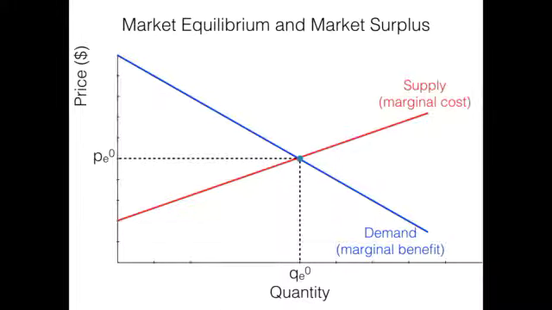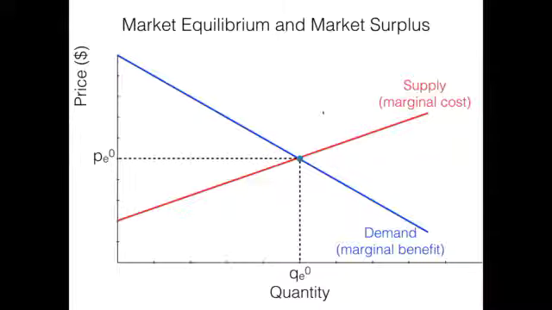If we start with a market in equilibrium as we have here, we have our downward sloping demand curve in blue and the upward sloping supply curve in red. The equilibrium, as always, occurs where the supply and demand curves are equal to one another, that is, where they intersect. So we have an equilibrium price, PE0, and an equilibrium quantity, QE0. And what we want to know is the surplus that is generated.